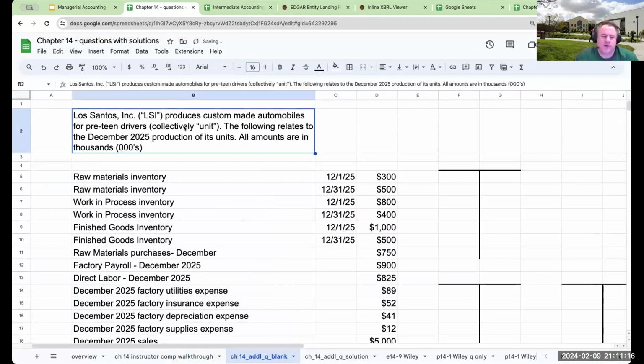So we've got Los Santos. Wonder where I got that from. Thank you, GTA 5, as we anxiously await GTA 6. It produces custom-made automobiles for pre-teen drivers, collectively a unit. The following relates to the December 2025 production in units. All amounts are in thousands.